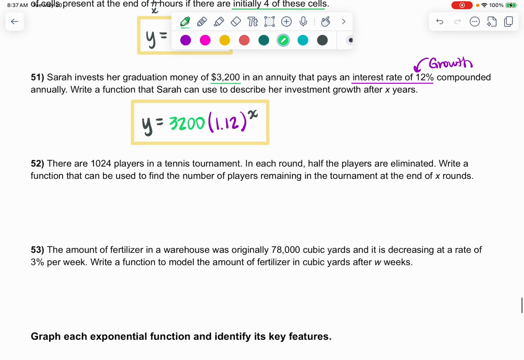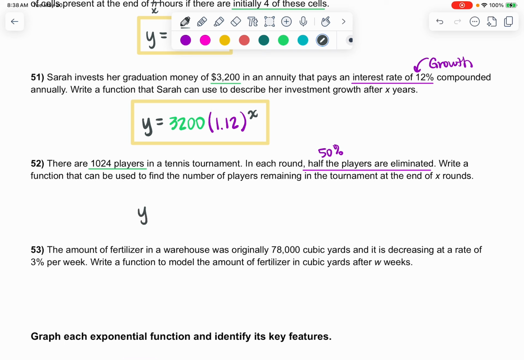Number 52, there are 1,024 players in a tennis tournament. Okay, that sounds like an initial number. In each round, half the players are eliminated. All right, so half the players, right? So that's 50%. Write a function that can be used to find the number of players remaining after x rounds.